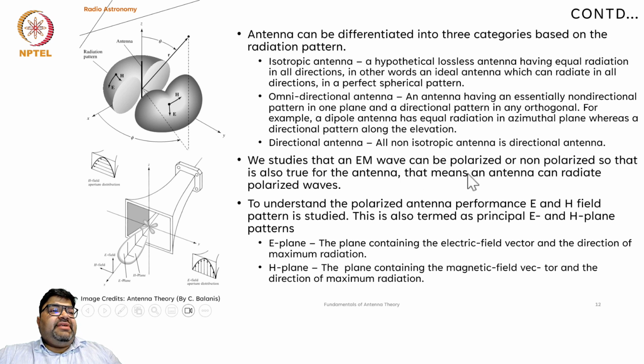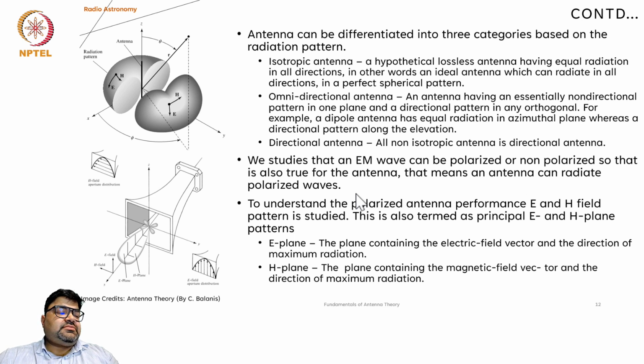The electromagnetic wave can be polarized or non-polarized, and that is also true for the antenna. That means an antenna can radiate polarized waves. So an electromagnetic wave is polarized, and different antenna designs can induce polarization in the wave which is radiated out.